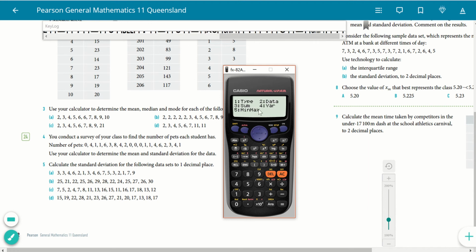Some of the other functions that would be interesting would be the mean. So we'll look at the mean. So the mean of that is 4.